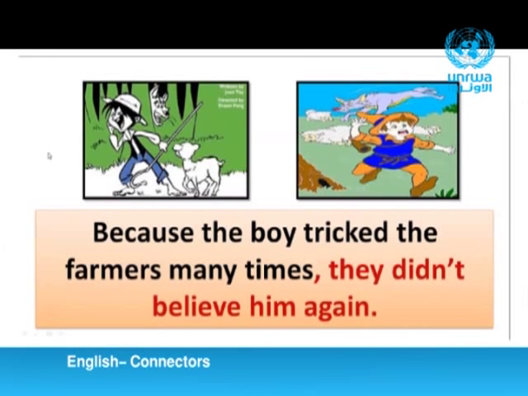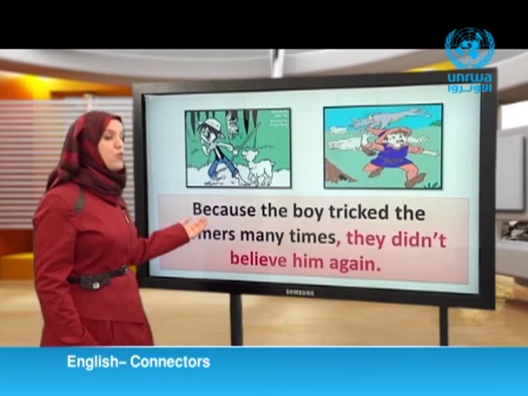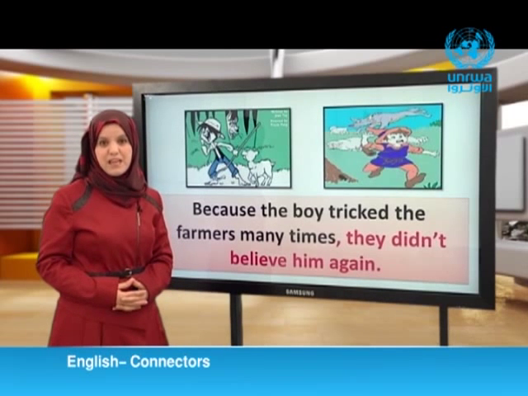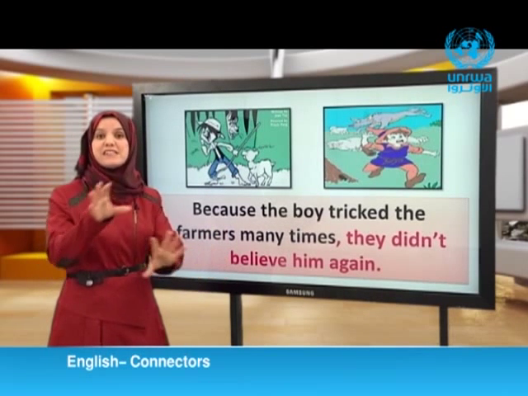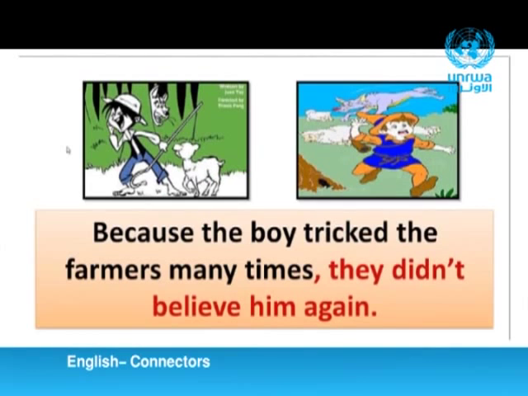Now, let's look at this. Because the boy tricked the farmers many times, they didn't believe him. Notice, dear student, we can use because at the beginning of the sentence. The two parts, the reason and the result, can exchange places and the meaning does not change. But notice, when we use because at the beginning of the sentence, we should put the comma.